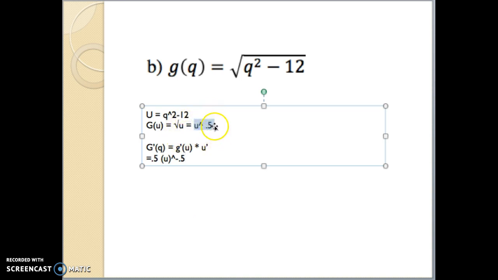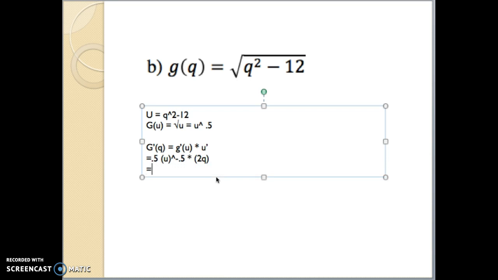This is just a power function. The 0.5 comes out front, and then you get u, and then it's raised to the 0.5 minus 1, which gives you minus 0.5. Now I still have to take this and multiply that by the derivative of u, which, and always put that in parentheses, is going to be 2q. In this case it's kind of clean, but it's always better to be safe and put the derivative of u in parentheses, because it's possible that it's a longer, more complicated equation.